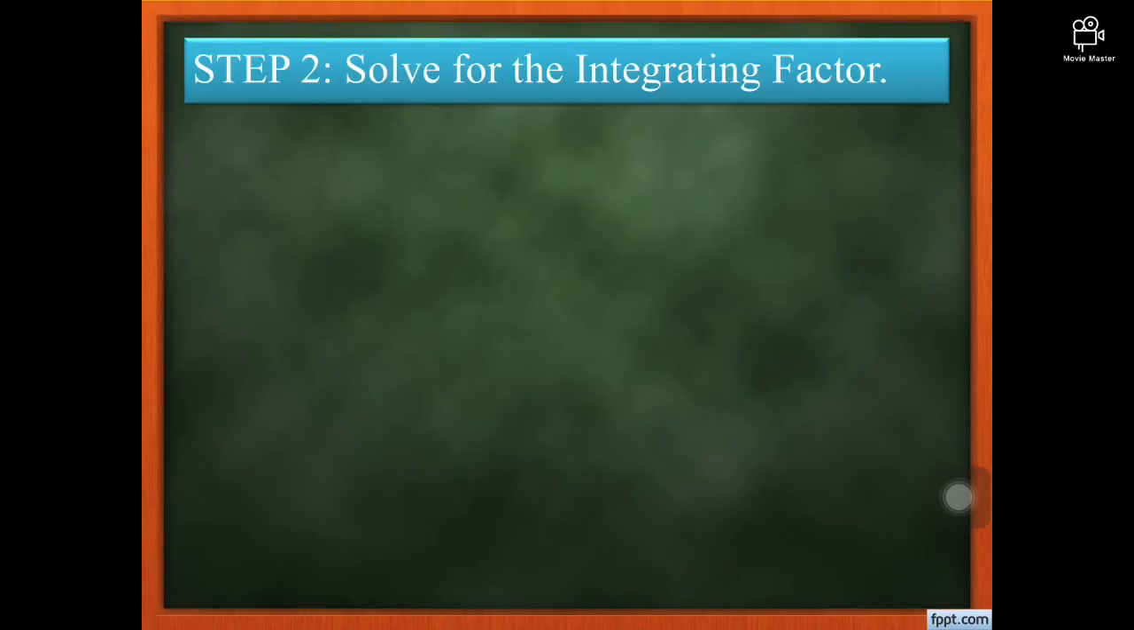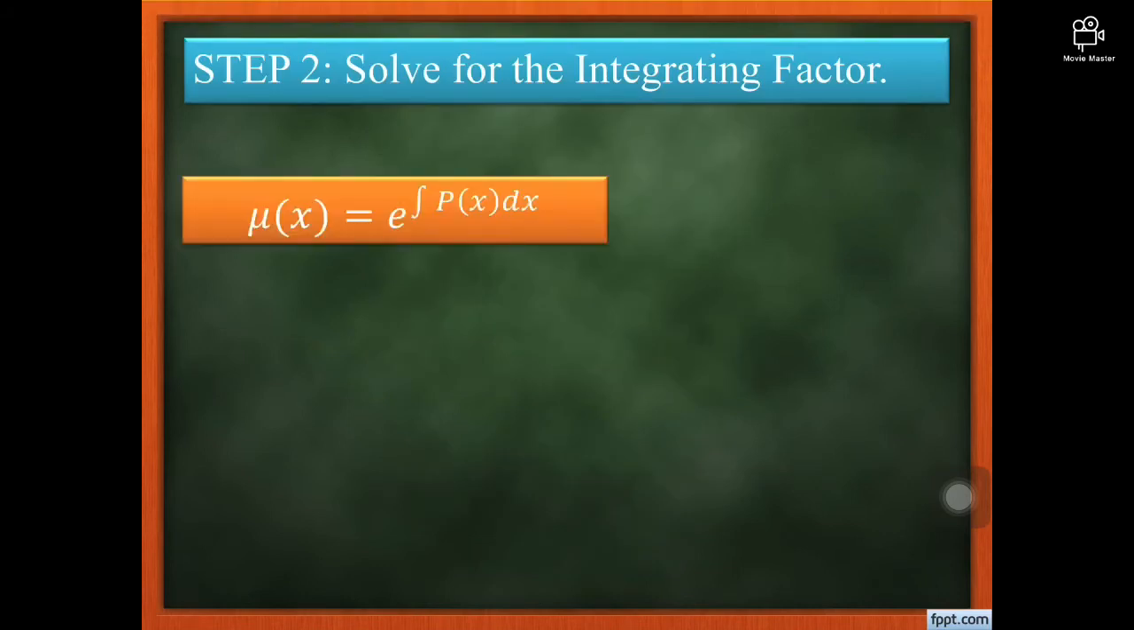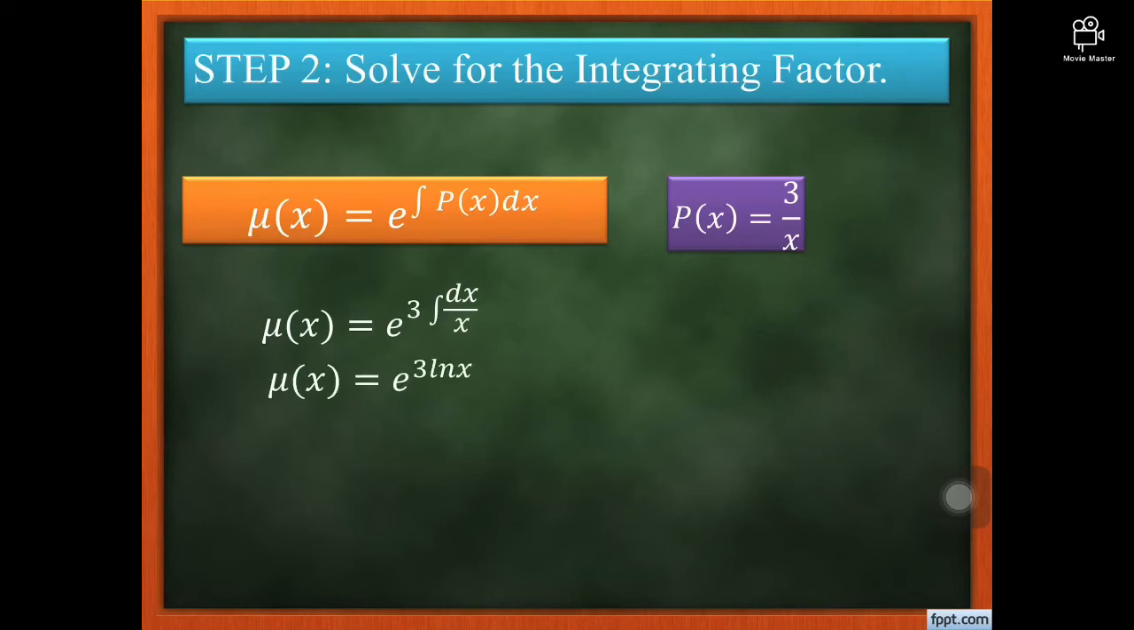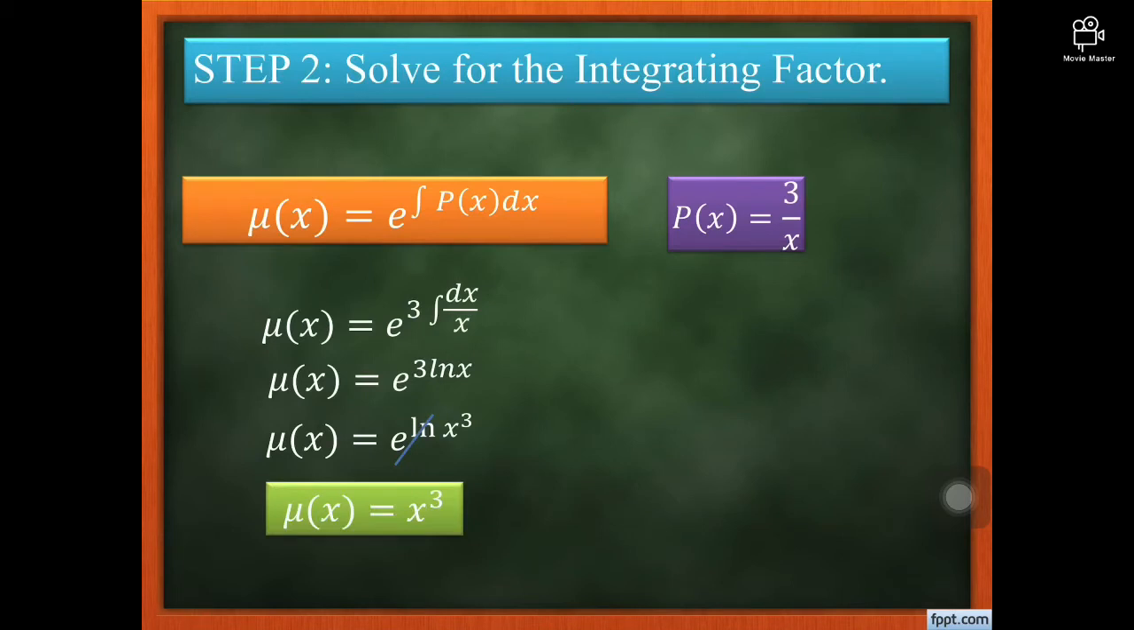So, solving for the integrating factor, you have this formula, where your function p is equal to 3 over x, and then solving, you have e raised to 3 times the integral of dx over x. That gives you that your integrating factor is equal to e raised to 3 ln x, and by properties of logarithm, that gives you e raised to ln x raised to 3. And cancelling e raised to ln by properties of exponentials, your integrating factor is equal to x raised to 3. So we are done with getting the integrating factor.